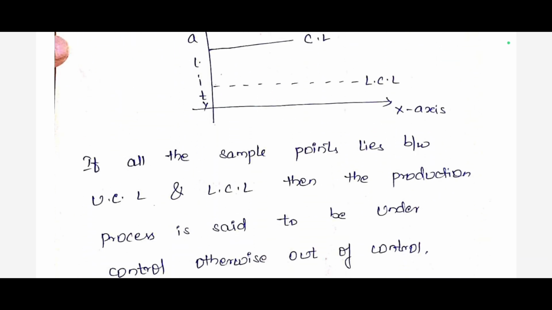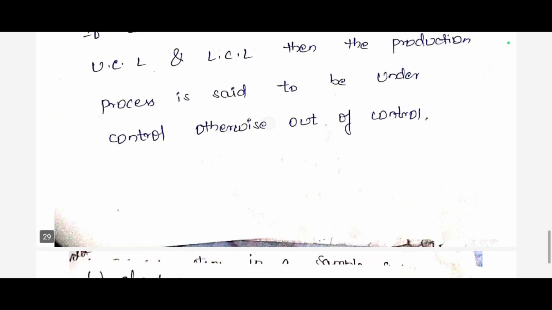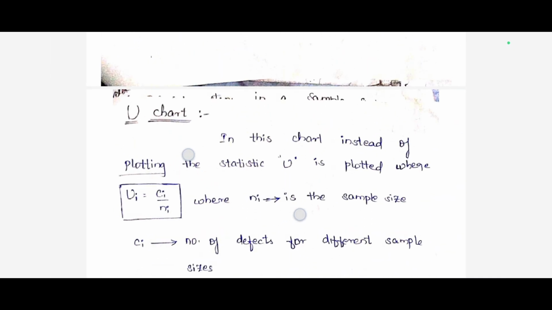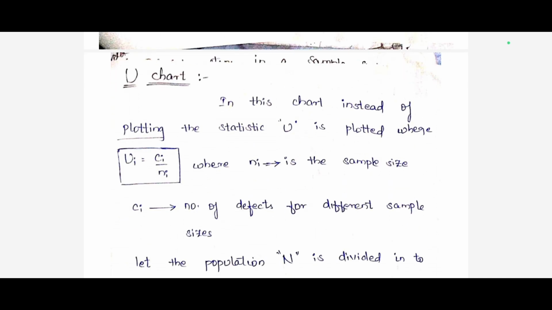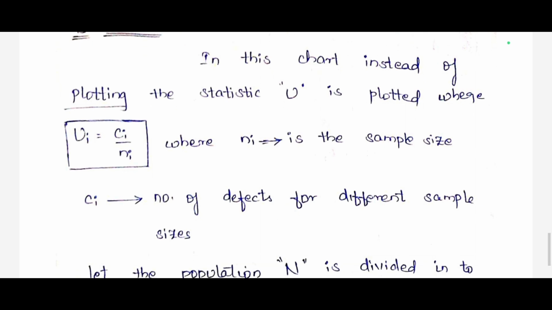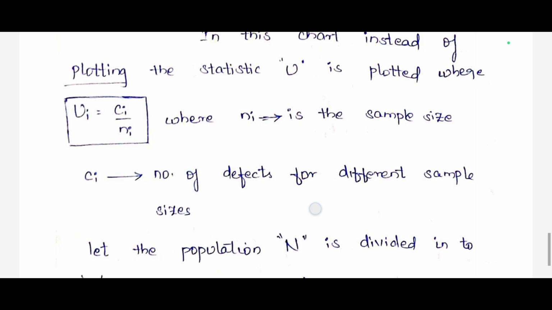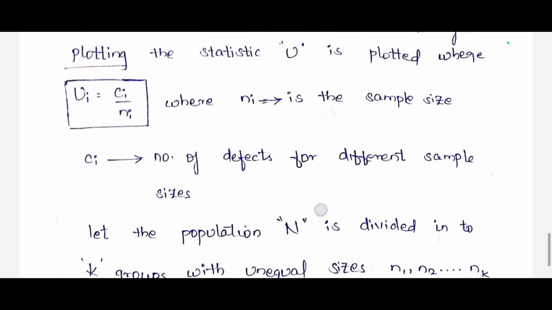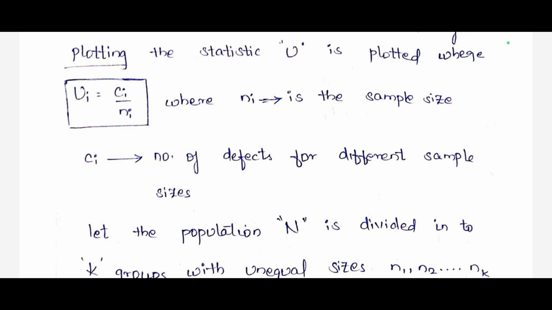If all the sample points lie between the UCL and LCL, then the production process is said to be under control, otherwise it is said to be out of control. This is about the C chart. And last but not least, the U chart. In this chart, instead of plotting the statistic C, we plot U, where Ui is equal to Ci divided by Ni, where Ni is the sample size and C is the number of defects, for different sample sizes.